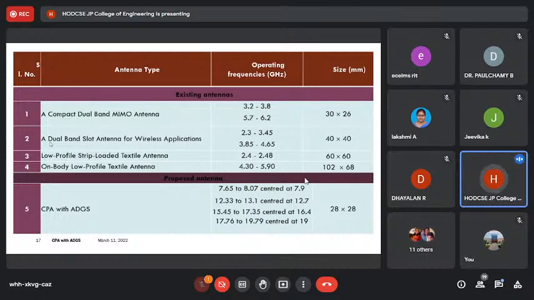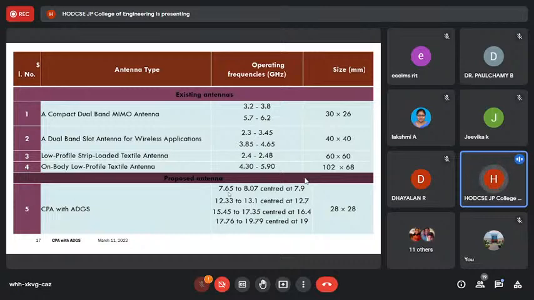Let us understand here. Our proposed work is a CPA with ADES, a circular patch antenna with aperture integrated ground structure, that operates in a very high frequency range. Let us compare the existing work with the proposed work. The range of frequency is also improved here, and the available antennas operate only in dual mode or tri mode. We have designed an antenna that is suitable for tetra band operation, 4 different ranges of frequency operation.